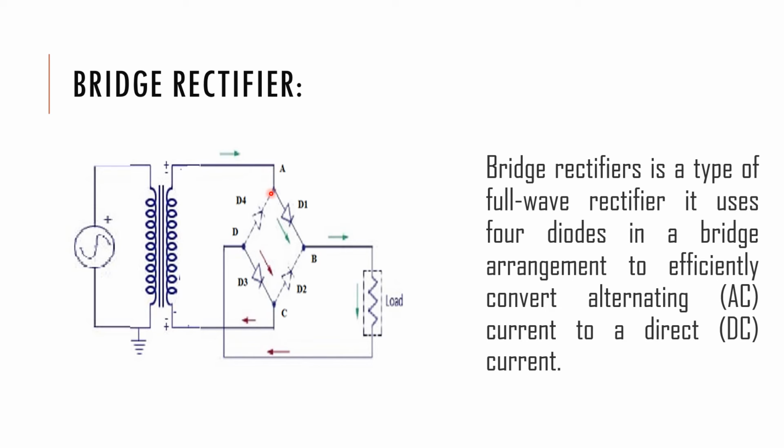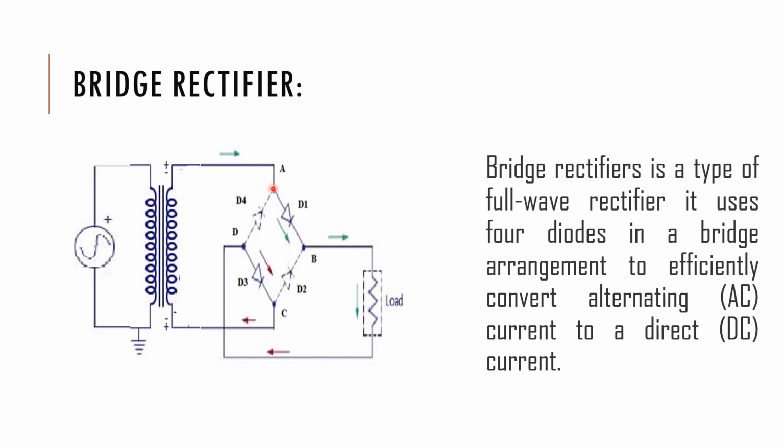That is, current will flow through AB and then through the load. Then it reaches the point D, and from this D to C. This way. Then D2 and D4 are in reverse bias in this case, and current is not allowed to flow through AD and BC.